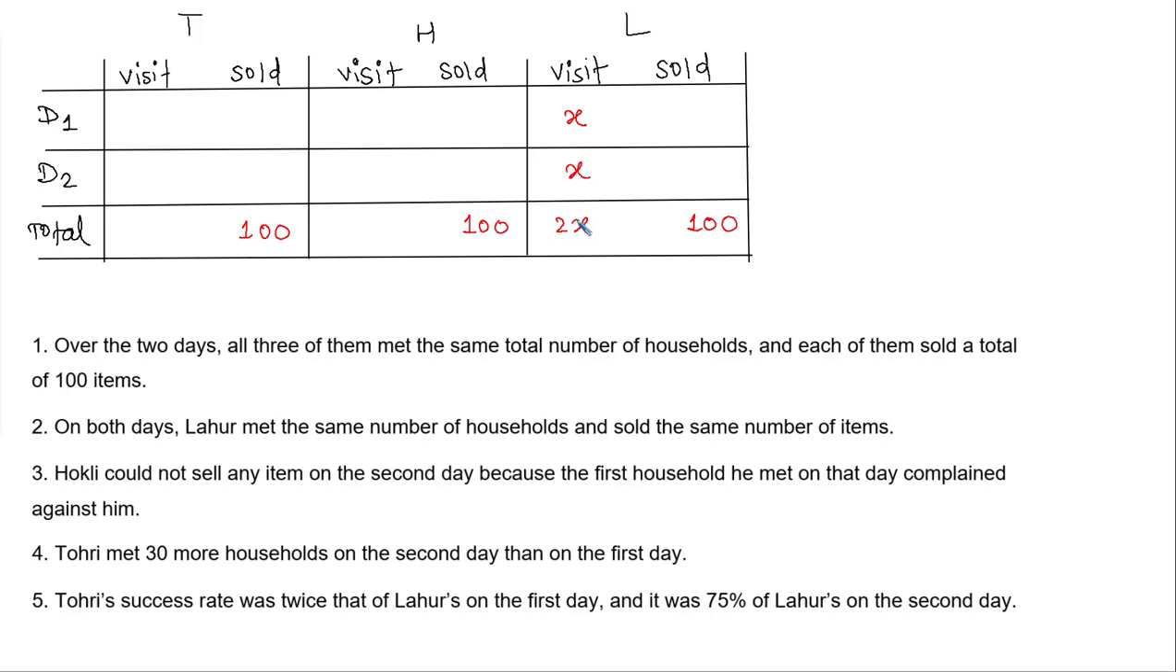Over here we assume that the total number of households visited by L is 2x. Out of those 2x, x goes to day 1, x goes to day 2. And L sold the same number of items as well. Total number of items sold is 100, so it becomes 50 and 50. After that, the first statement says that all 3 of them met the same number of households. If L visits 2x households, T also visits 2x households and H also visits 2x households.